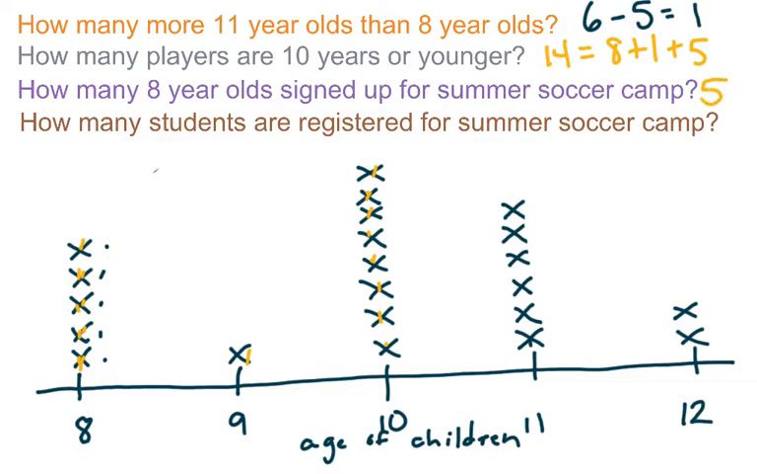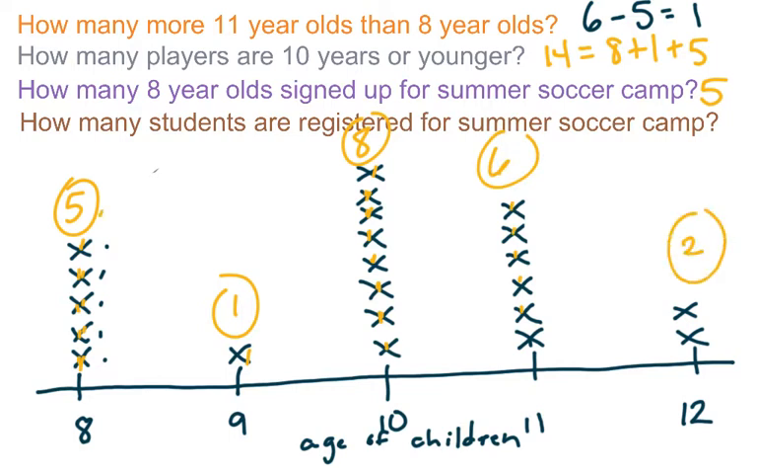And lastly, how many students are registered for summer soccer camp? In order to figure that one out, I would add together all of these. Sometimes it helps to actually write the number up above. So counting all of those, 5, 1, 8, 6, and 2. So if I add together 5 plus 1 is 6. 6 plus 8 is 14. 14 plus 6 is 20. And 20 plus 2 is 22.